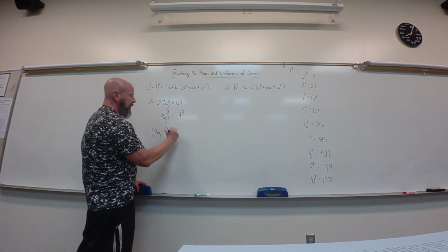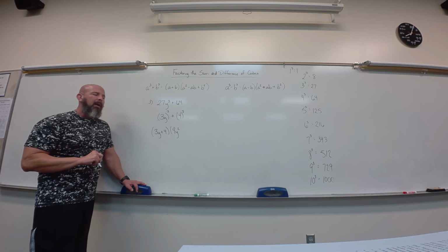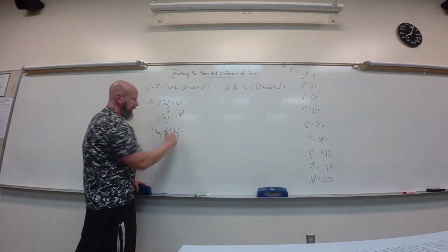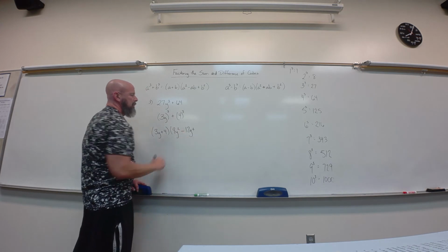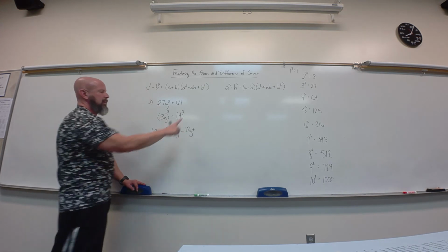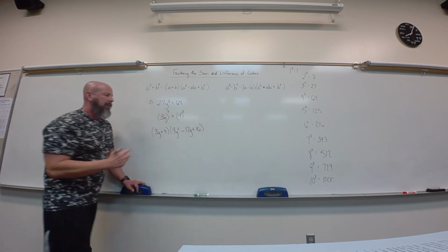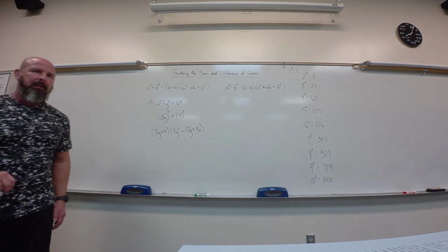Square the first one. That's 9y squared. Squaring the 3, squaring the y. Minus the product. 4 times 3y is 12y. Plus the square, 4 squared is 16. There is my factoring that sum of cubes there. Okay.